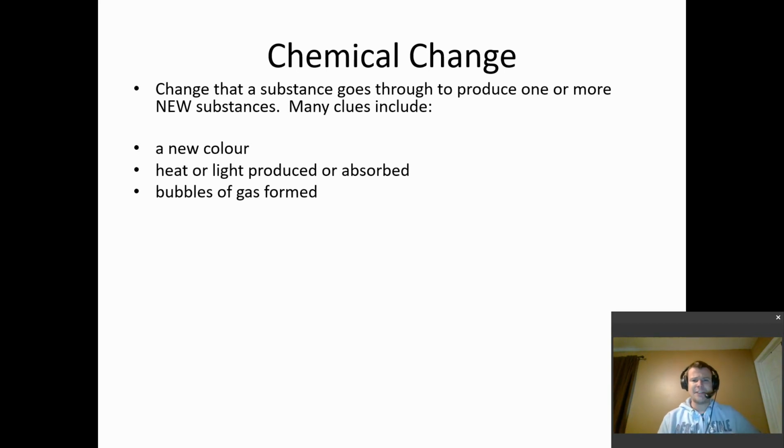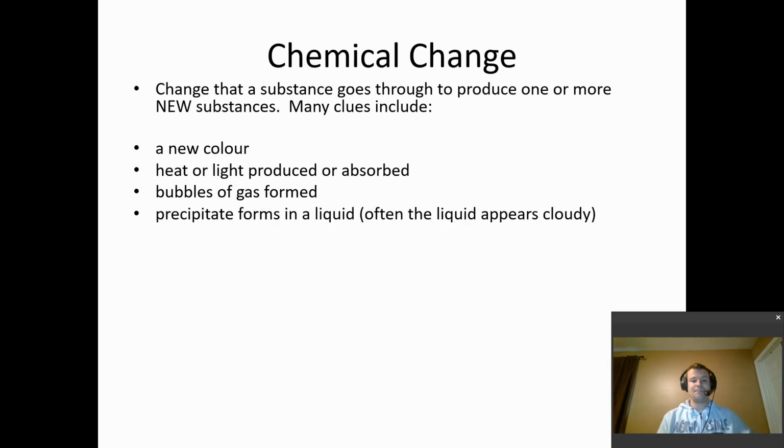Another obvious clue that a chemical change is happening, a reaction is happening, is you get bubbles of gas. Now remember, it's important to distinguish this from turning something into a gas, like boiling water. When you boil water, you're just heating the water up and it's becoming gaseous water. That's not what we mean by bubbles of gas. What we mean is I add chemical A to chemical B, and all of a sudden you get bubbles formed, like when you add vinegar to baking soda and it starts bubbling. Carbon dioxide is being produced, something new, a new gas.